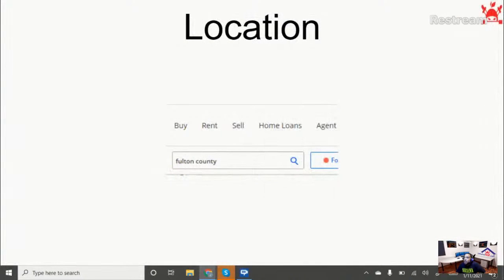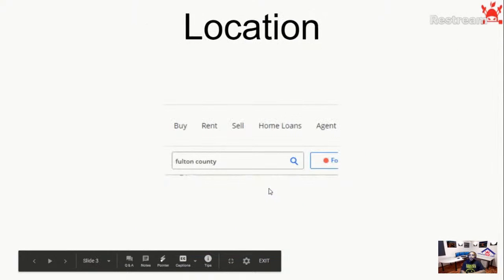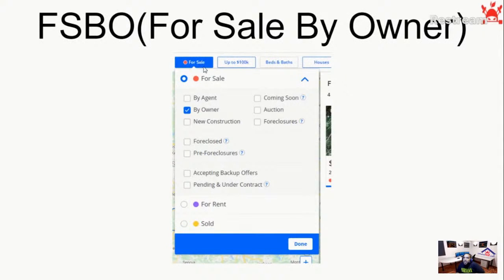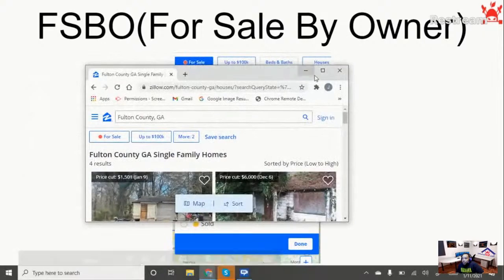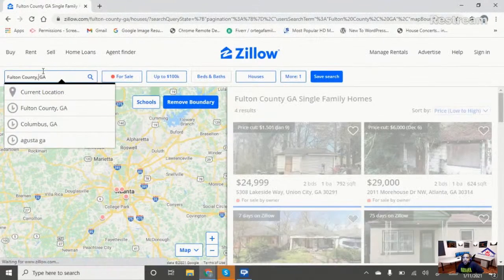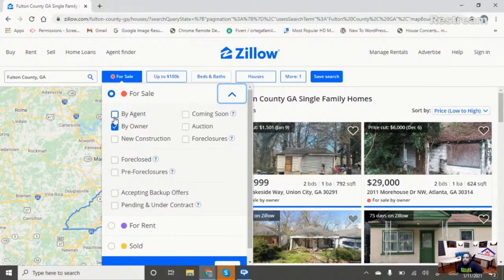Now the next step. Let me minimize this right here. The next step is going to be your for sale filter. We are going to look at by owner only, only FSBOs, for sale by owner. So we're going to take off all these check marks, all of these right here. Let's go back to the site and take those off. Actually, I think I may have already taken them off because I was doing some research. Yep. You're going to take off the by agent because those are listed properties, and new constructions. Obviously, you're not looking for new constructions.